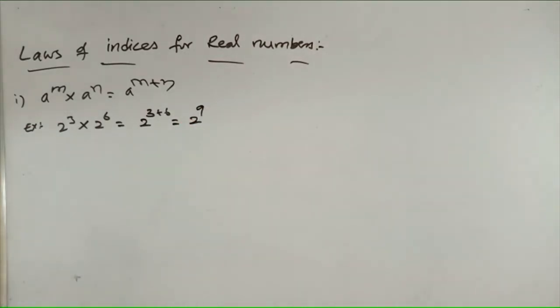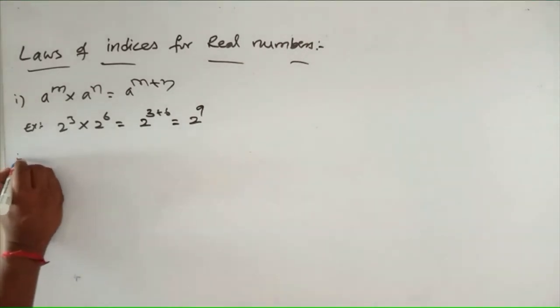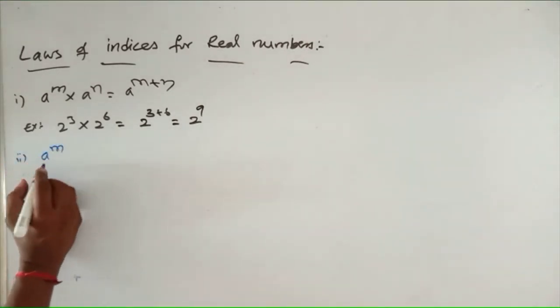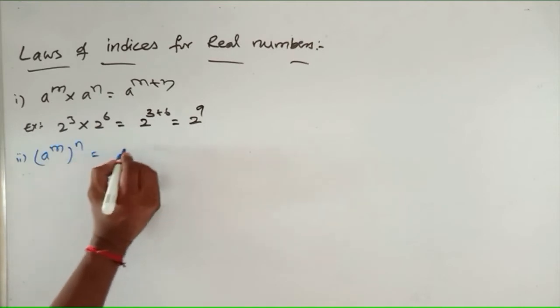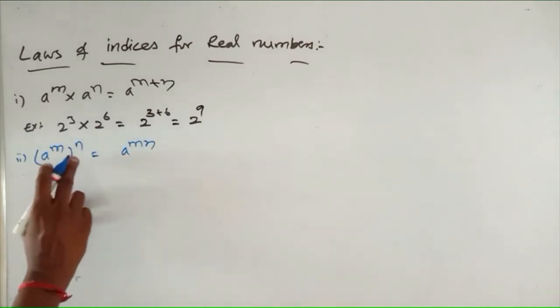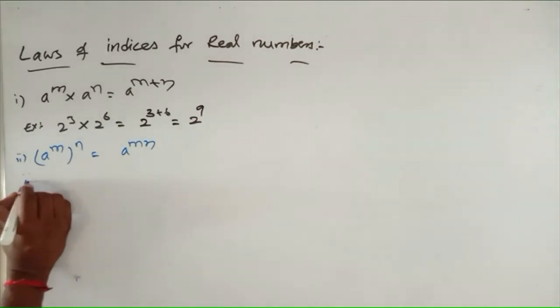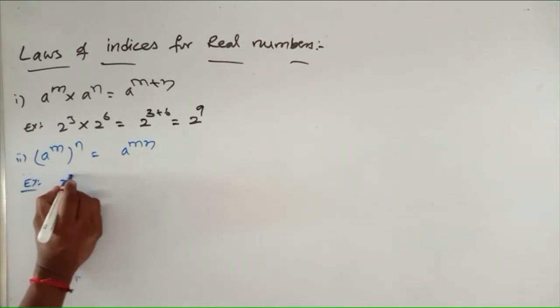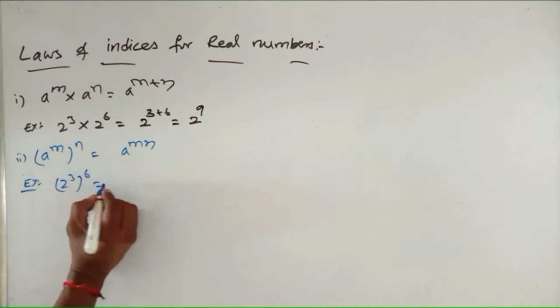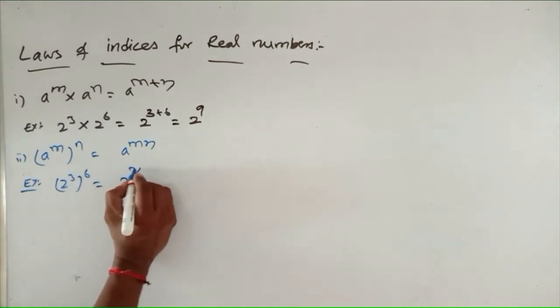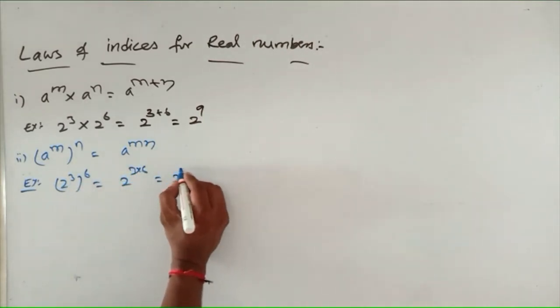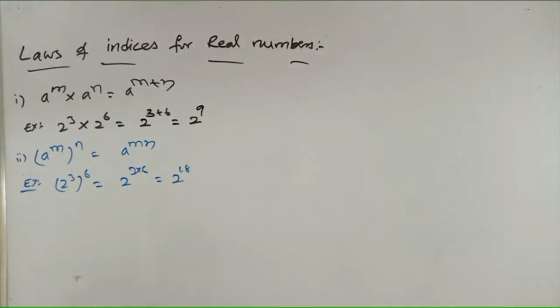In the same way, the second one is a to the power of m whole to the power of n is equal to a to the power of mn. That means when the base is the same, simply multiply the powers. Example, I am taking the same 2 to the power of 3 whole to the power of 6, which is 2 to the power of 3 into 6, 6 3 is 18, 2 to the power of 18.